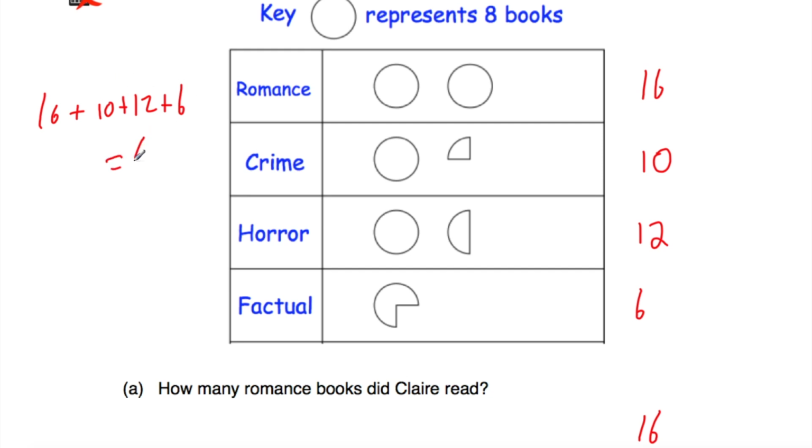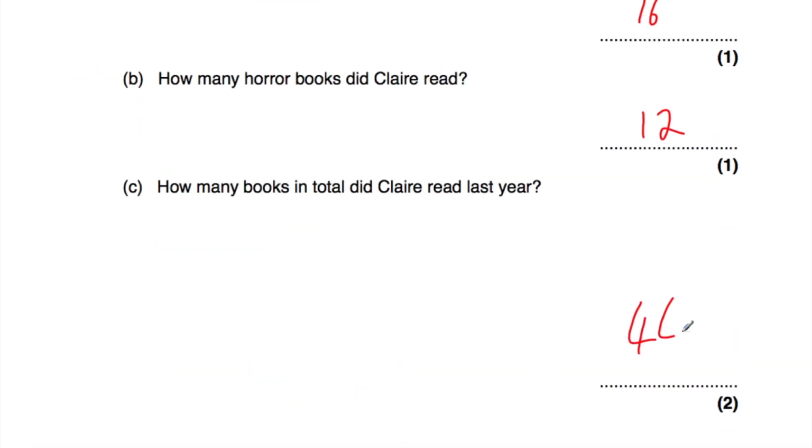Plus 6 is 44. So she read 44 books last year. So the answer is 44. That's how many books she read in total. And you could show your method here: 16 plus 10 plus 12 plus 6, and that's equal to 44.